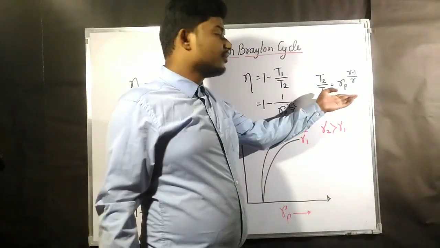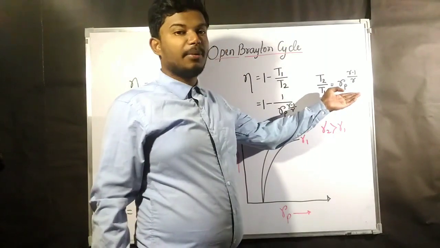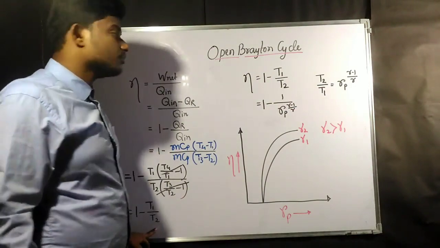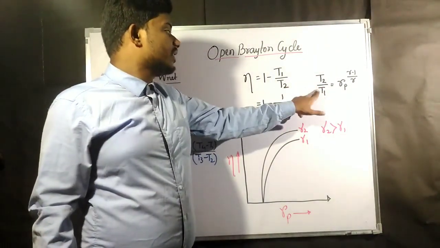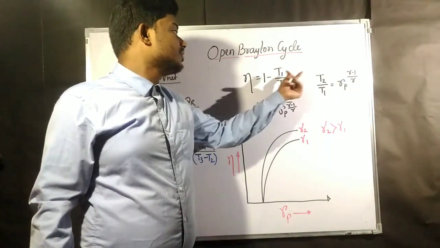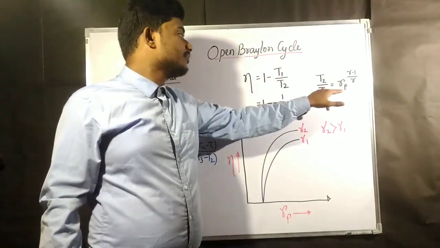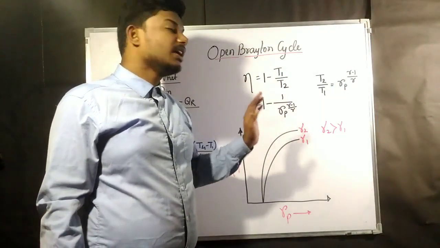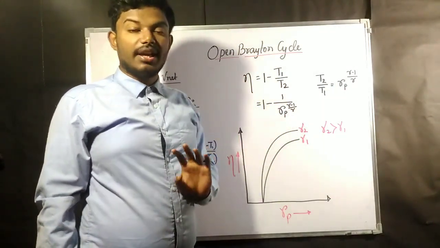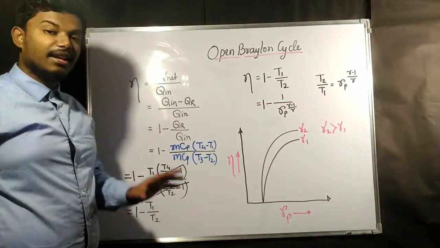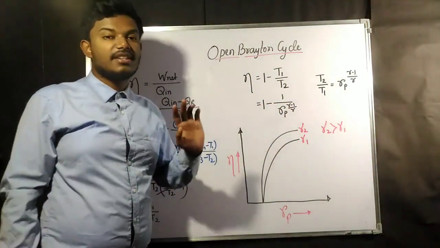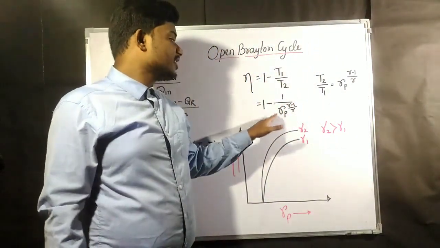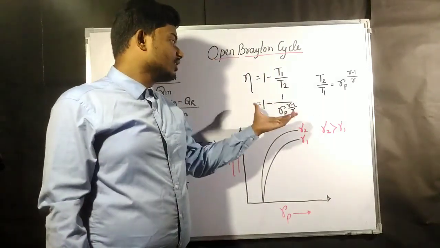Now if you remember, we have found out that T2 by T1 was Rp to the power gamma minus 1 by gamma. Now the equation has T1 by T2, and this equation is T2 by T1, so the reciprocal of this will replace this one. If we replace this by Rp, then the reciprocal is going to come. So this is going to be 1 minus 1 by Rp to the power gamma minus 1 by gamma. Now if the temperatures are given, then you can find the efficiency, and if only the higher pressure and lower pressure are given, then also you can find out the efficiency of the Brayton cycle, or open Brayton cycle.